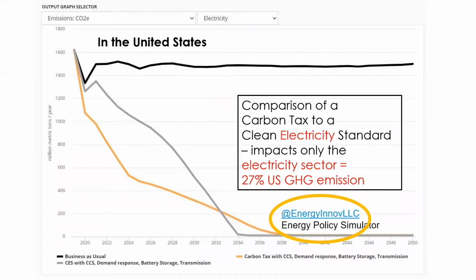Now what I'd like to do is look at a different policy simulator. It's the Energy Policy Simulator, and it's specific to the United States. In this chart, we've just looked at the electricity sector. We're looking at CO2 emissions of just the electricity sector. And what would happen if we did nothing? That's the black. The gold is a carbon tax similar to the Energy Innovation Act. And the gray models a 100% clean electricity standard that achieves this goal in 2035.